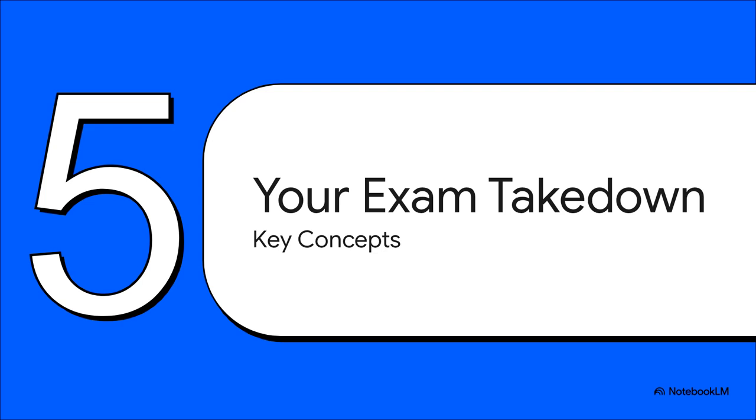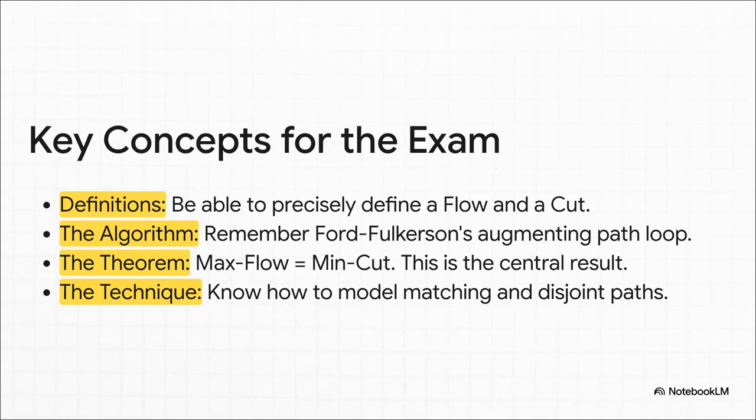Okay, let's bring this all together. Let's talk strategy. How do you absolutely nail this on an exam? To really own this topic for an exam, you need these 4 areas locked down. First, the definitions. You've got to be able to precisely explain what a flow is and what a cut is. Second, the algorithm. You have to explain why that residual graph with its reverse edges is the key to making it all work. Third, the theorem itself. Be able to state it clearly. Max flow equals min cut. That's the main takeaway. And fourth, the technique.